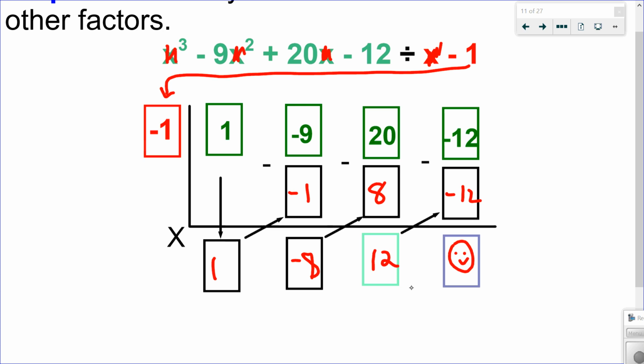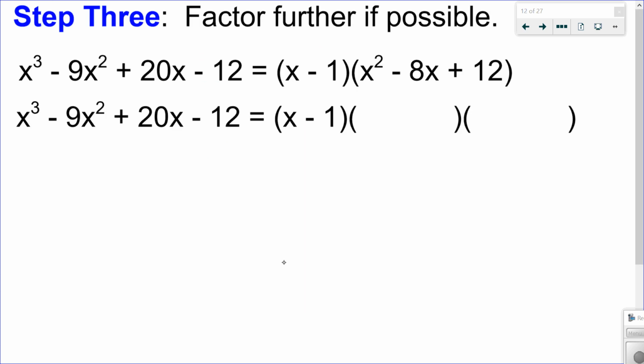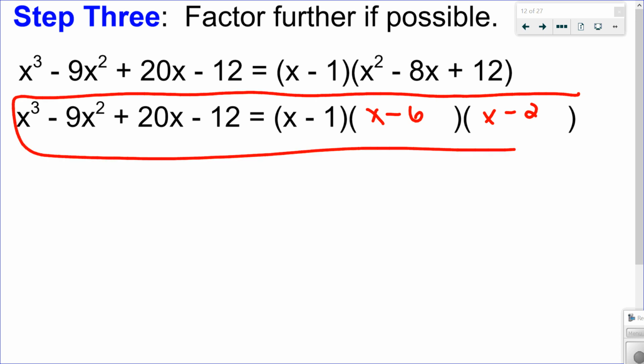So this is my remainder, this is my constant, this is x, and this is x squared. So putting it all together, what I really have right now is x minus 1 times the quadratic. So all I have to do is break down the quadratic. I know that factors as x minus 6 and x minus 2. So this would be my final answer as to how it factors.